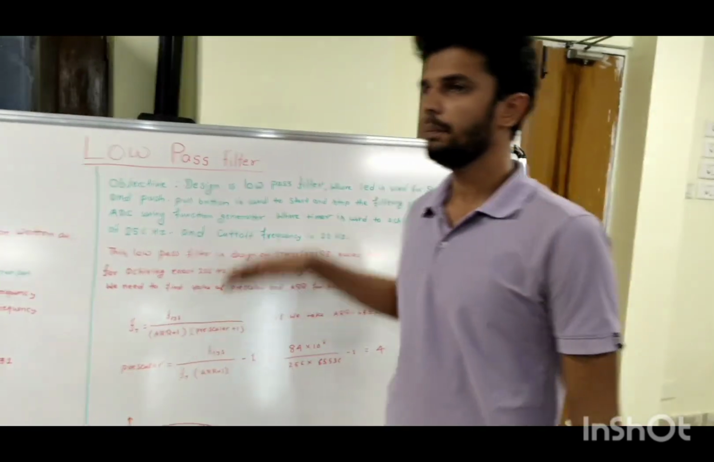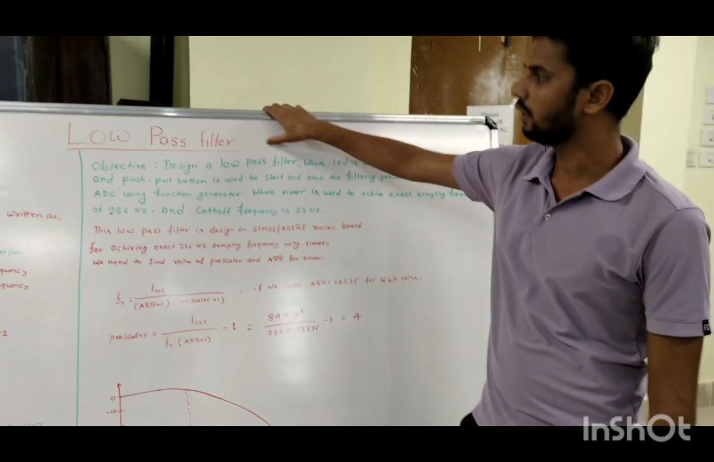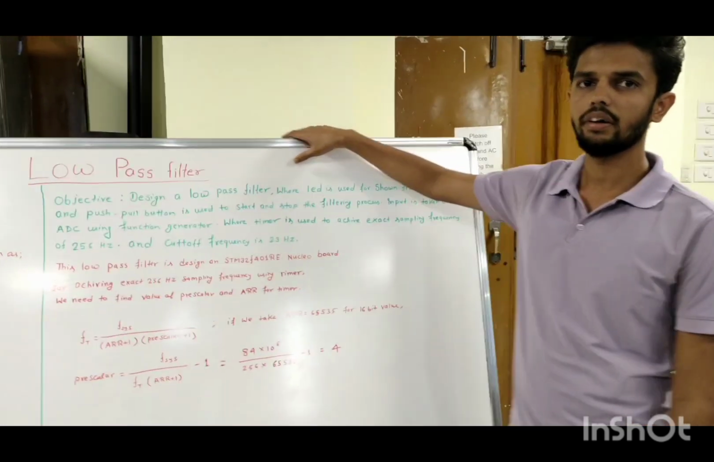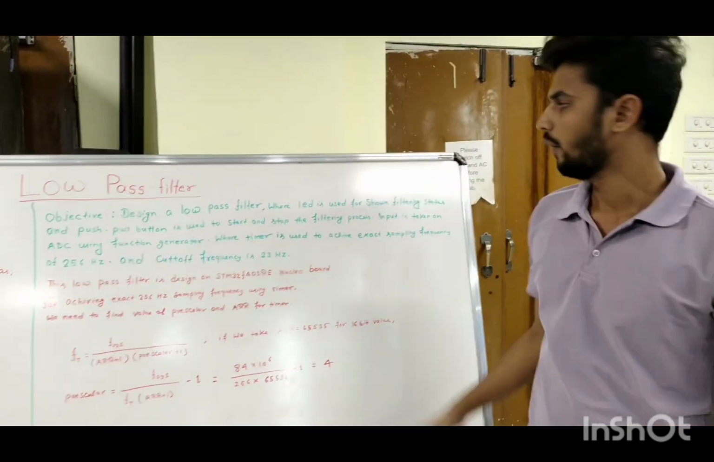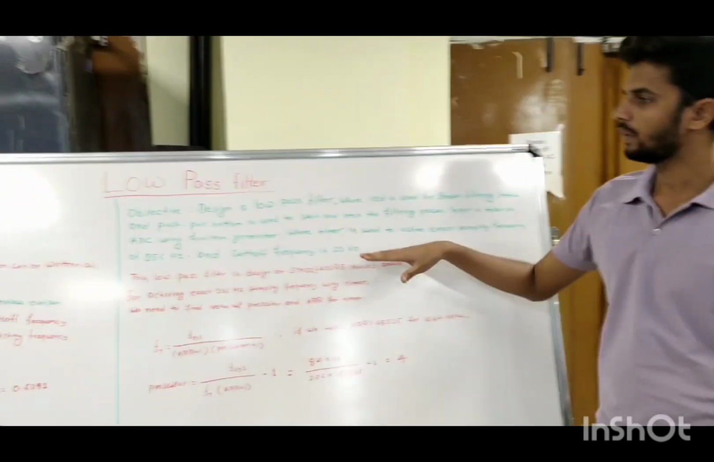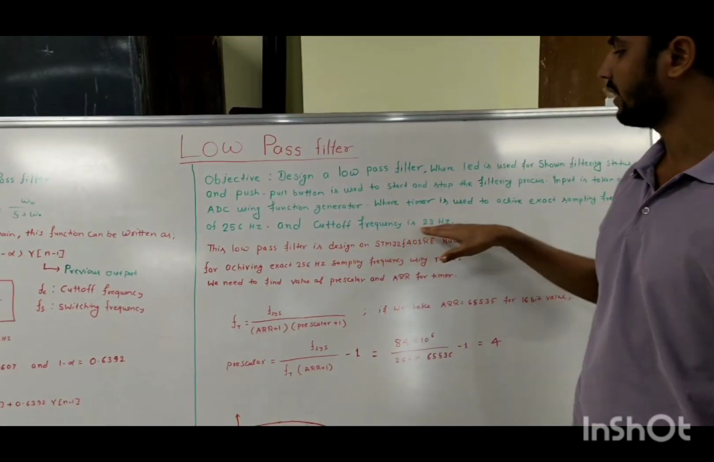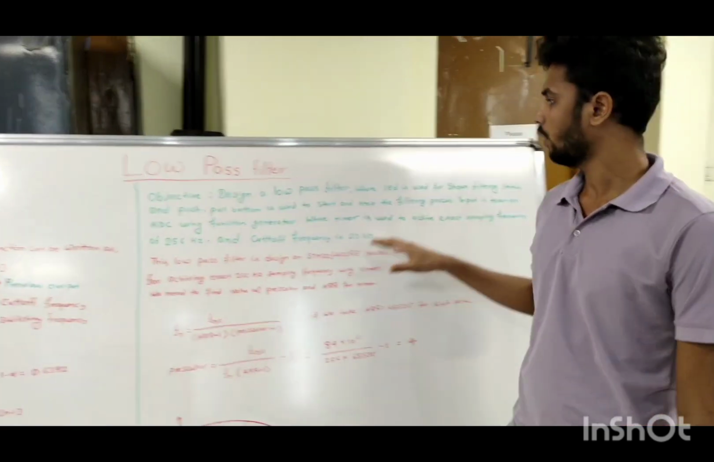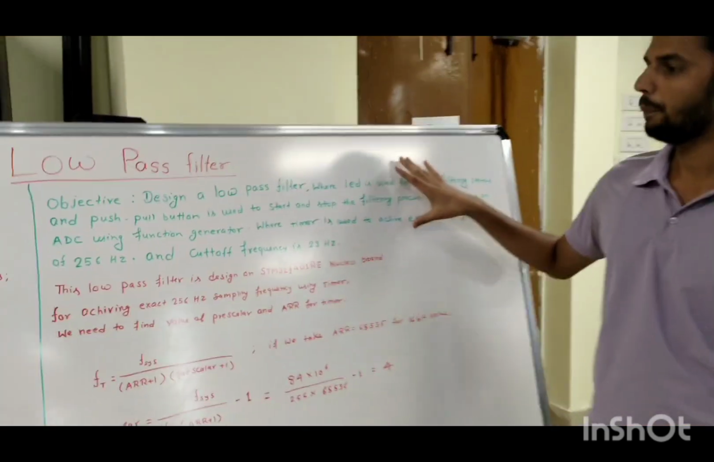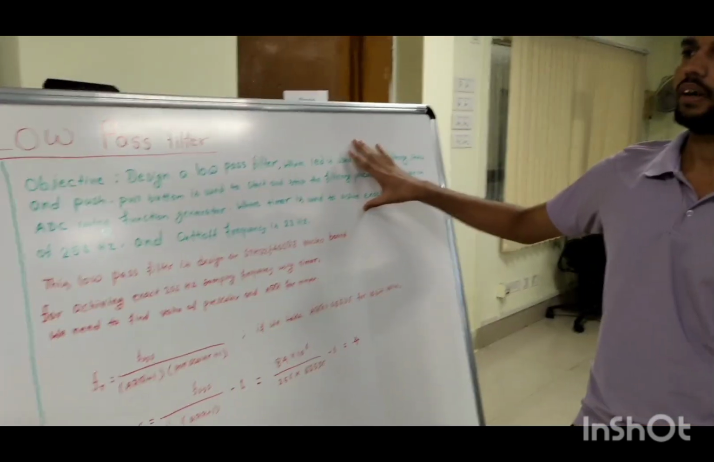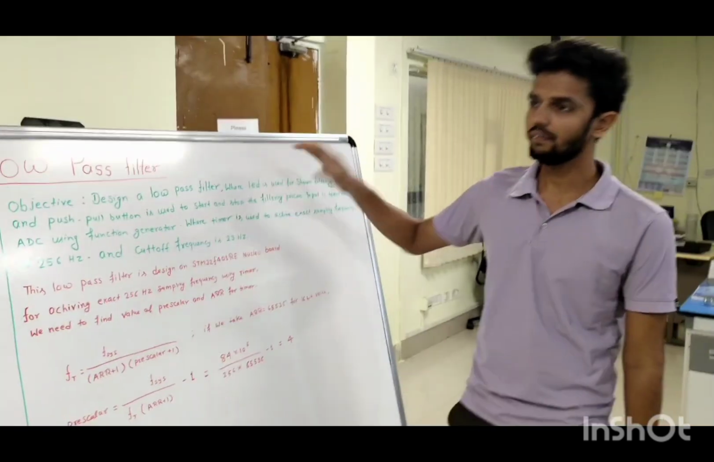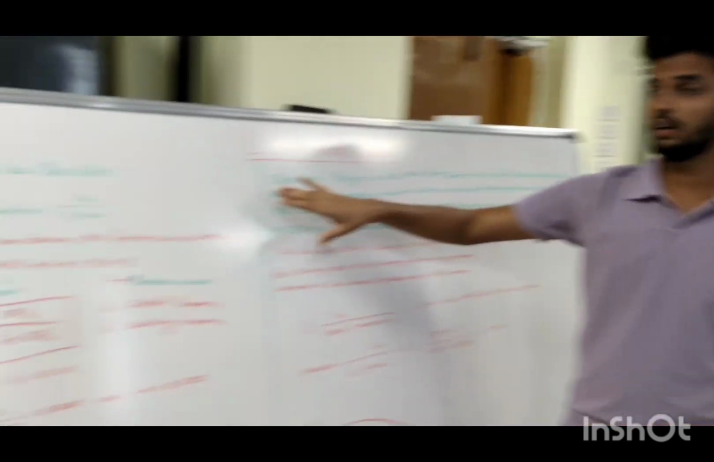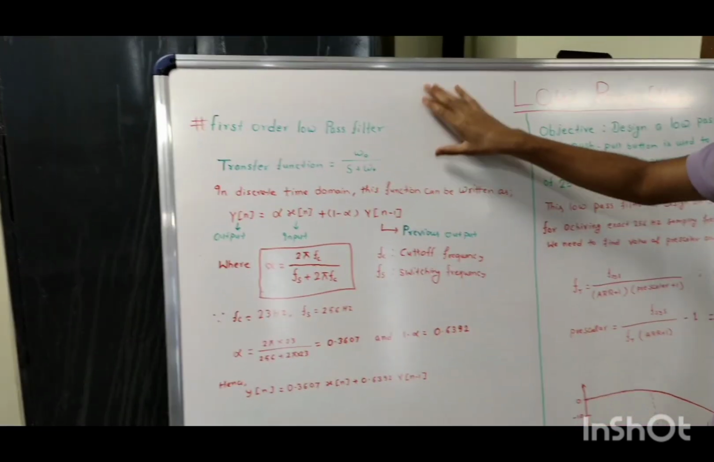Here in Embedded System, our objective is to design a low pass filter on the STM32 Nucleo board, where our cutoff frequency will be 23 Hz and our sampling frequency will be 256 Hz. So before implementing this low pass filter on the STM32 Nucleo board, I am just going to tell you about what the first order low pass filter is.